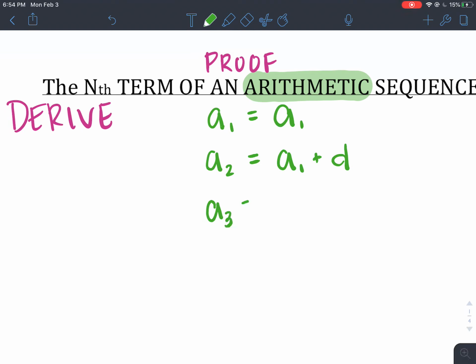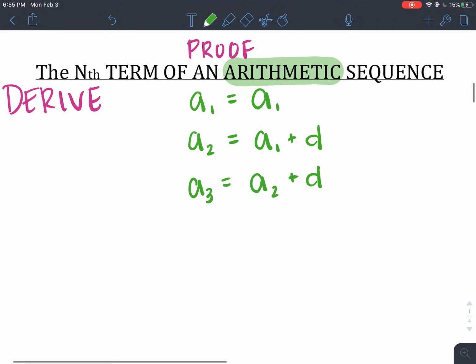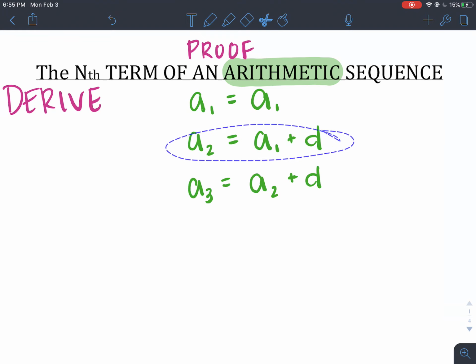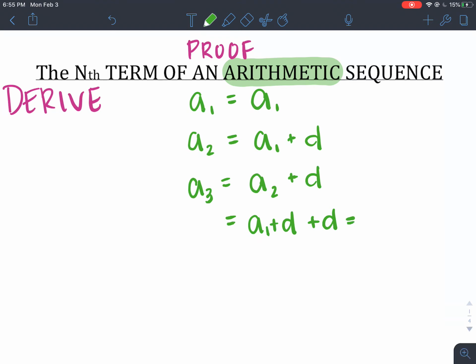And I want to do the same thing for my third term. Now to get my third term, I'm going to take my second term, the term right before it, and add d. But I actually want to go one step further. We just said that a sub 2 is actually a sub 1 plus d. So I'm going to take this a sub 2 and do a little bit of substitution. So a sub 3 is actually a sub 1 plus d for a sub 2, plus d again, or a sub 1 plus 2d.